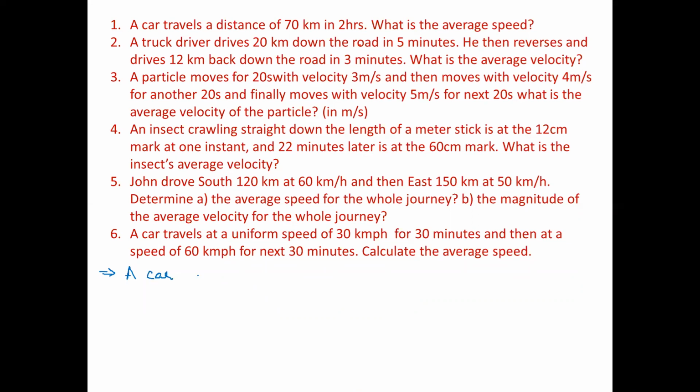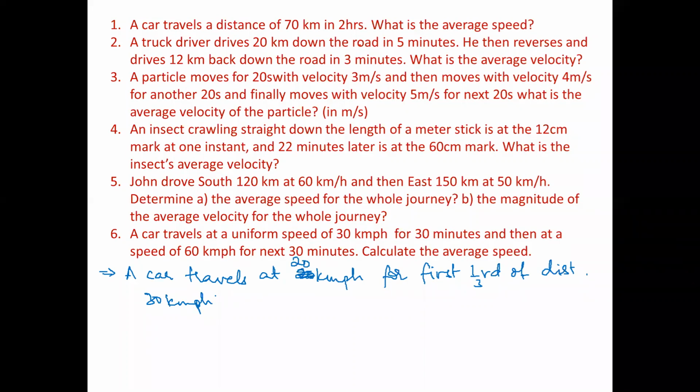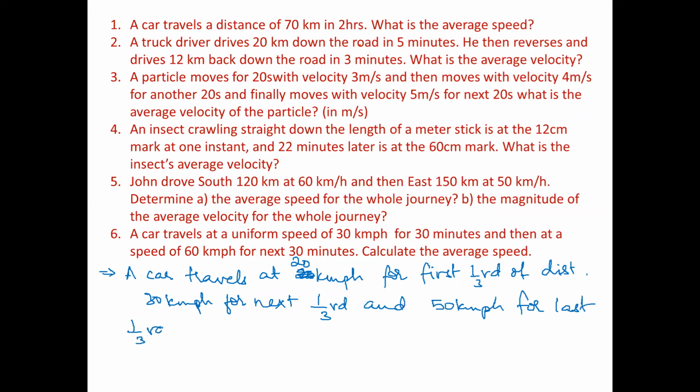A car travels at 20 km per hour for the first 1/3 of the distance, 30 km per hour for the next 1/3, and 50 km per hour for the last 1/3 of the distance. Find the average speed of the car.